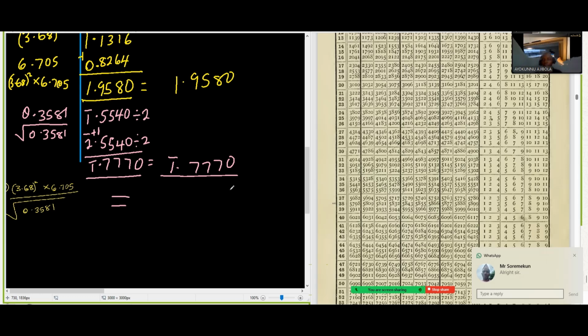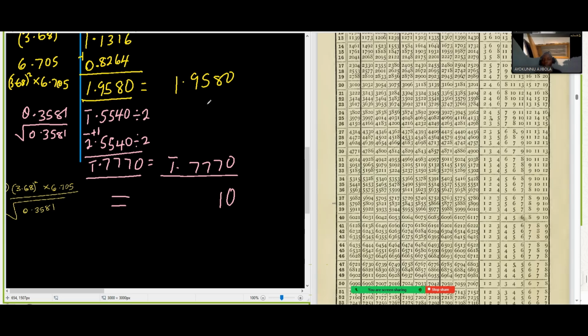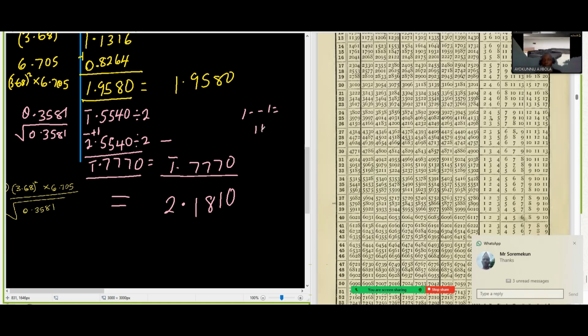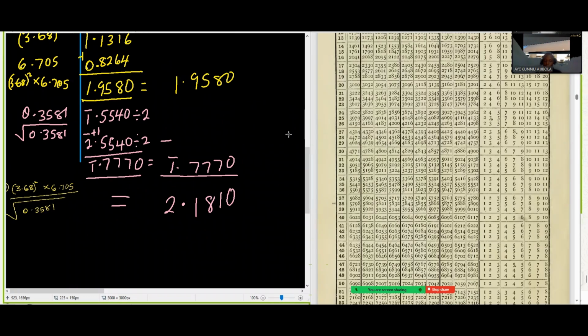0 minus 0 is 0. 8 minus 7 is 1. 5 minus 7 is impossible, so 15 minus 7 is 8. Then 8 minus 7 again, 1. Then 1 minus bar 1 will be positive 2. Like 1 minus minus 1, that is 1 plus 1, and that will be 2. Is that clear? Yes, sir. Okay, fine.